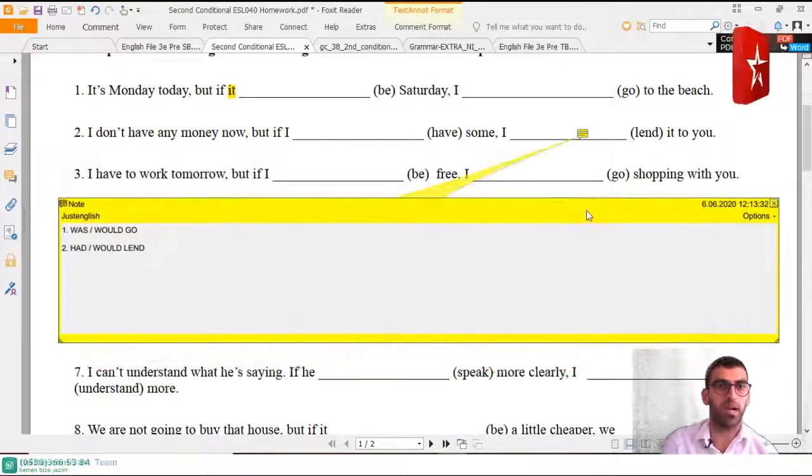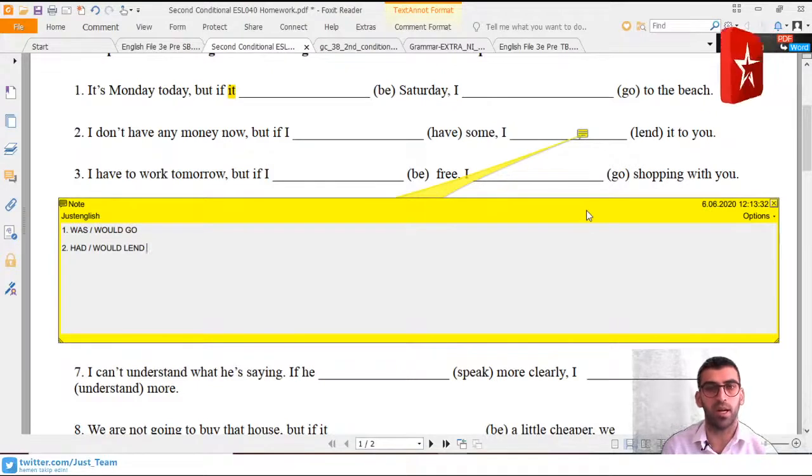Let's continue with number 3. I have to work tomorrow, but if I blank.